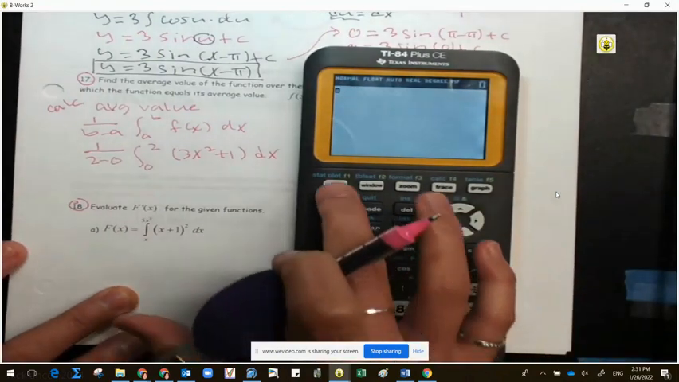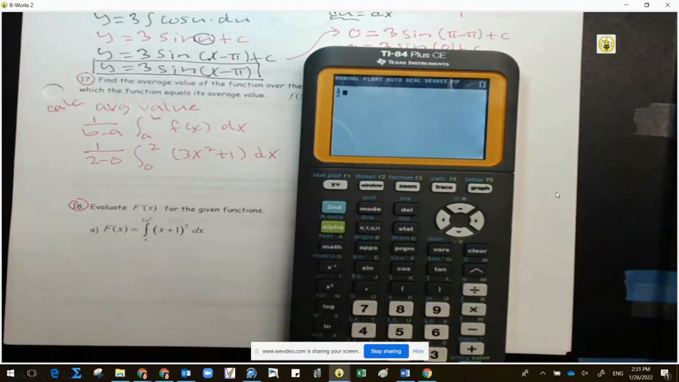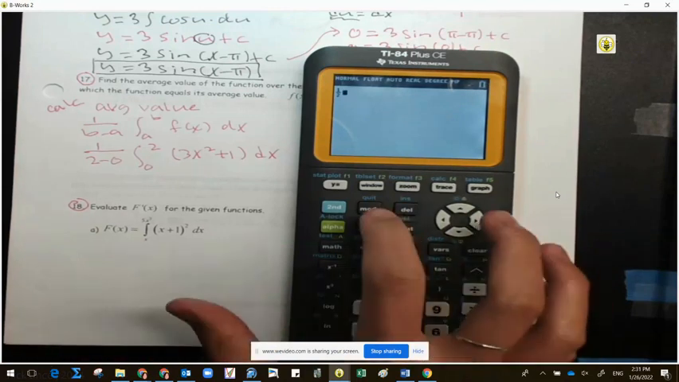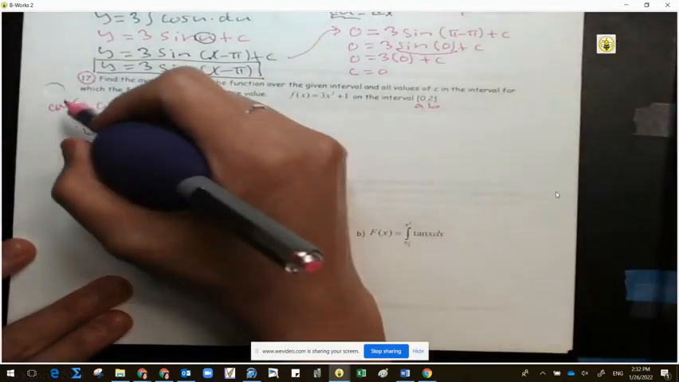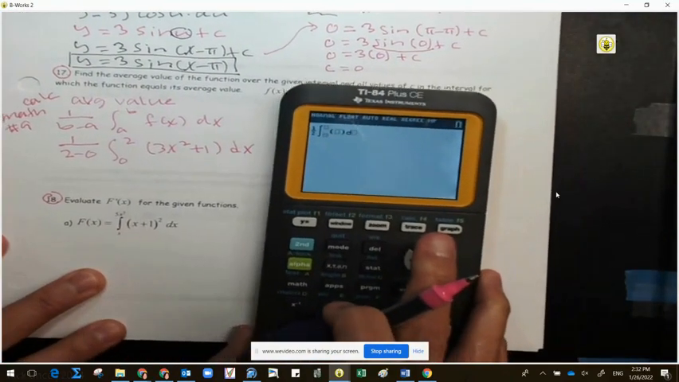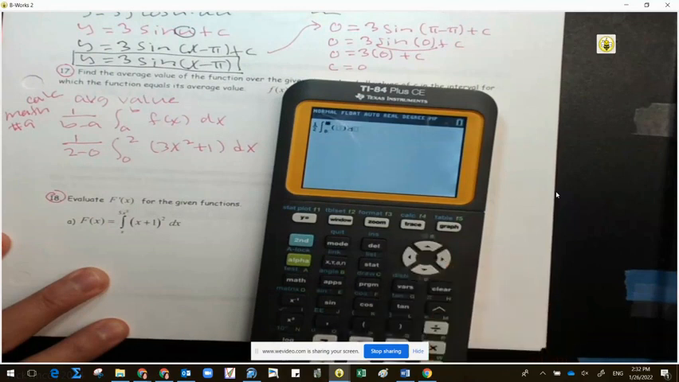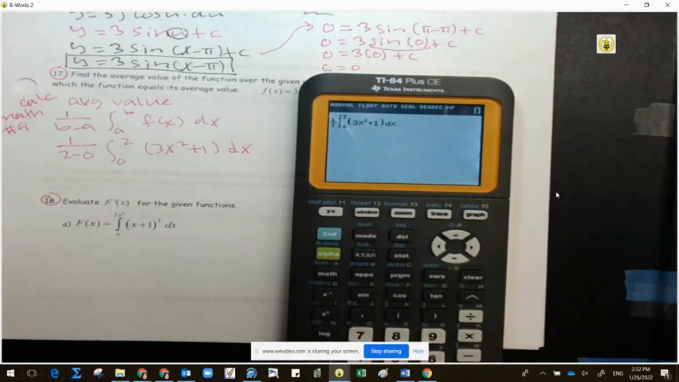The fraction bar you would have to do on your own, which is not a problem. 1 over 2. How do we call out the integral on the calculator? Math 9. It is math, the number 9. And we got 0 to 2. To the side inside we have 3x squared plus 1 dx. When you press enter, you should get some whole number. Boom.